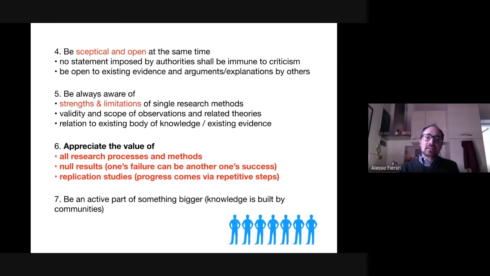And again, be an active part of something bigger. In your studies, if you go ahead with studying these topics, you will be able to cover in your career just a few steps of a certain theory, and just contribute some bricks of the whole knowledge. But you will need to rely on other people, and it is important that you clearly communicate your results. Okay.